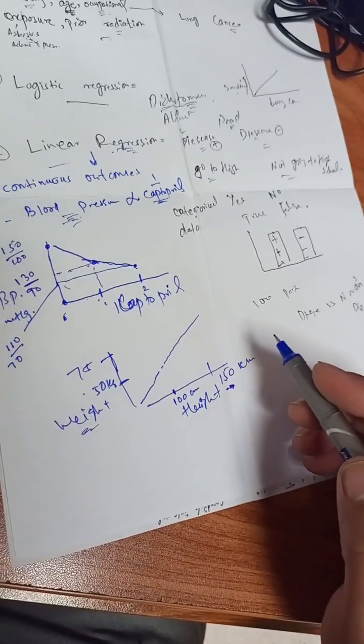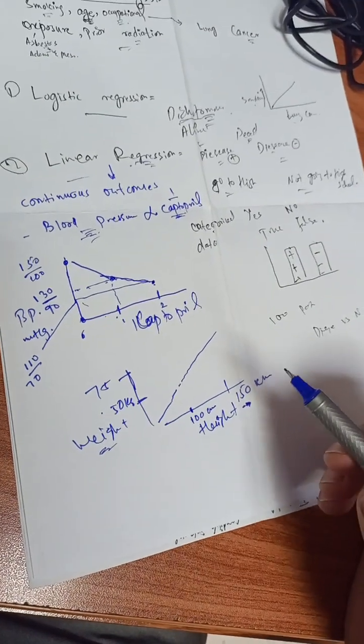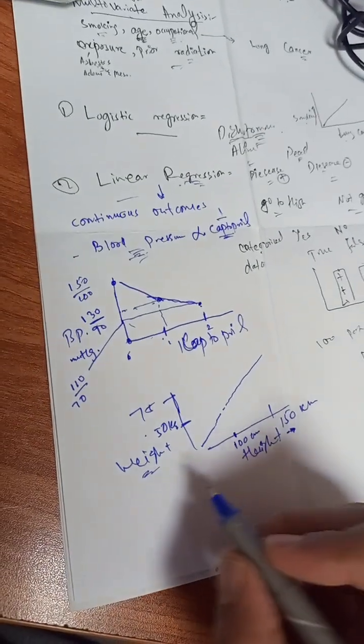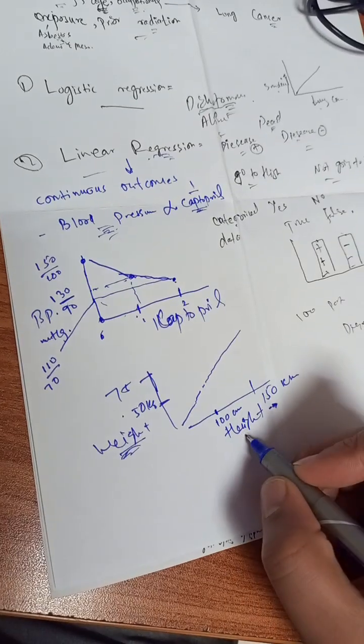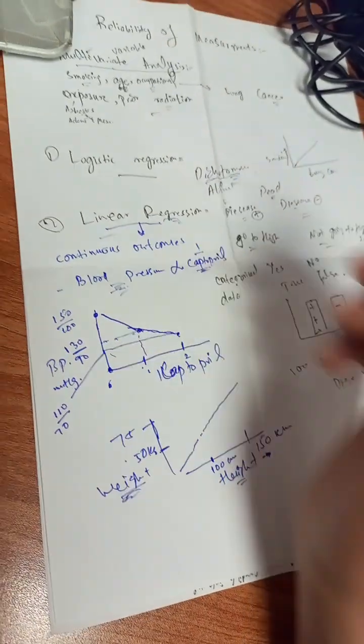So when the data set or the models need us to assess or find out the relationship in which they are in continuous outcomes, then we will use the linear type of regression.